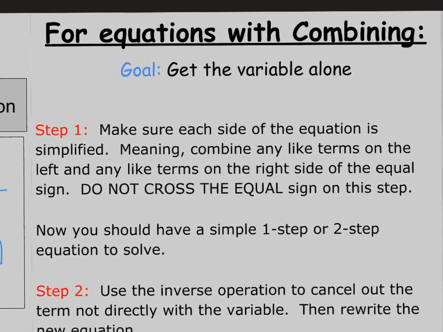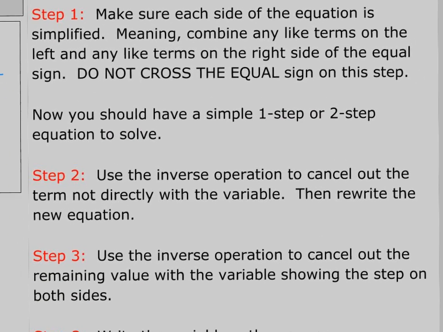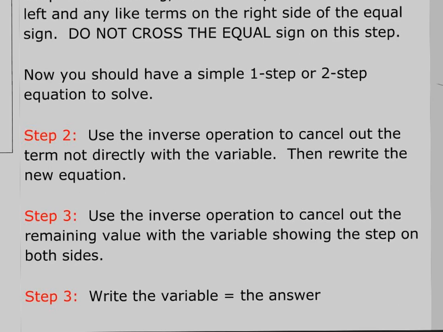So for combining with equations, our steps are pretty much the same as solving a two-step equation, except at the very beginning. So step 1 has changed now. There's a new step 1 from just regular two-step equations, and that is to make sure each side of the equation is simplified, meaning you need to combine any like terms on the left and any like terms on the right side of the equal sign. Now do not cross the equal sign when you're combining. Okay, now you should have a simple one-step or two-step equation to solve, and then you'll continue with the steps for solving a two-step equation.